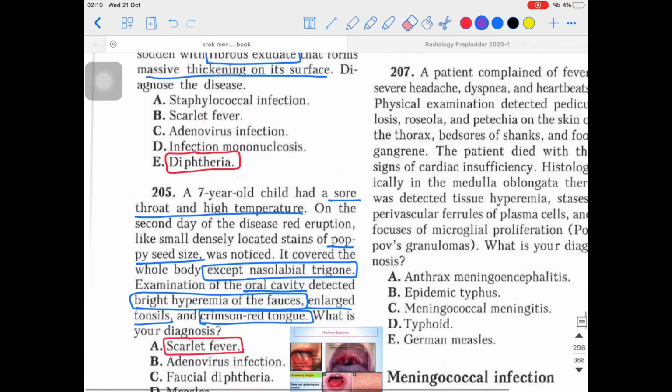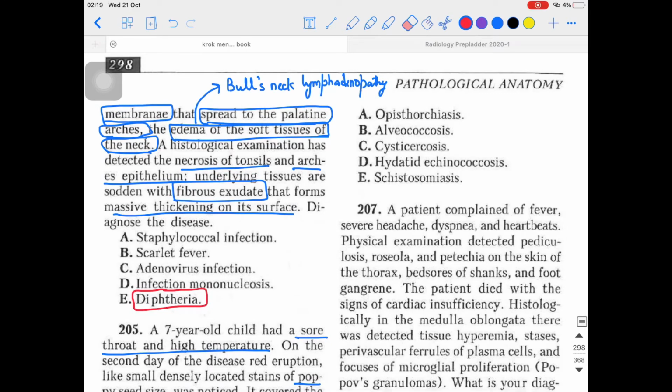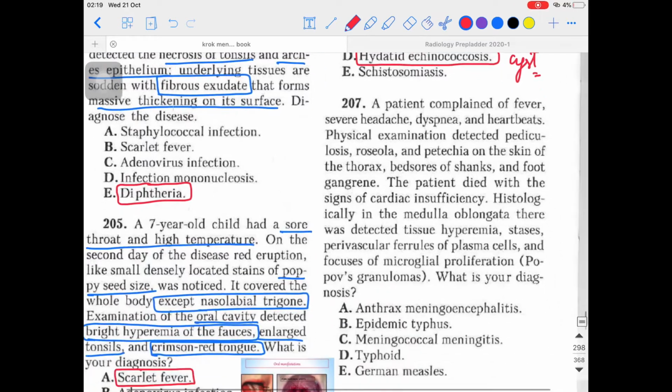So the answer will be very clear in your mind. That will be hydatid echinococcosis, right? Hydatid echinococcosis or hydatid cyst. Okay, moving on to the next question.